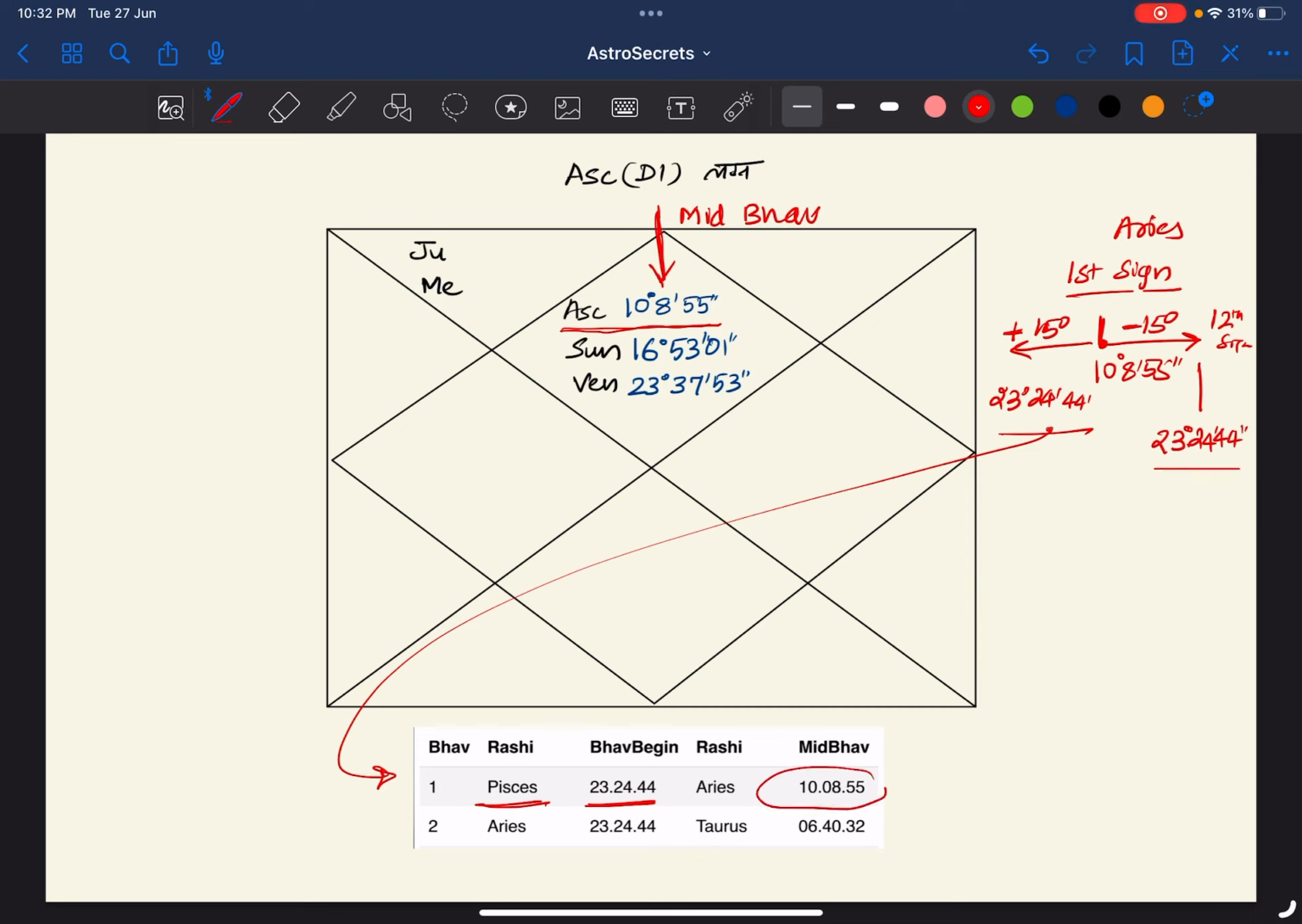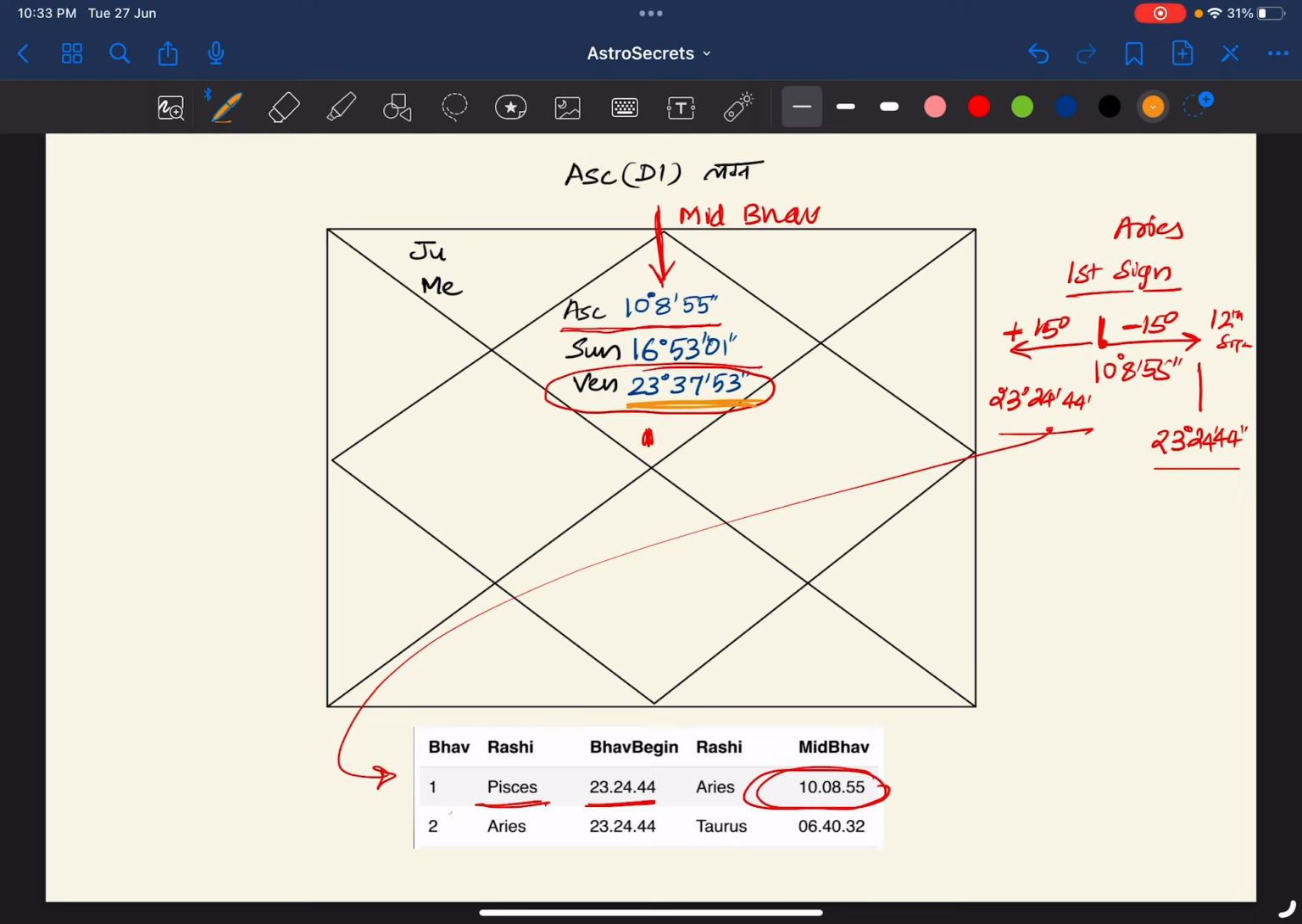Mid bhav, which is the ascendant, will not change, right? If first is mentioned here, it will not change. Rest of the houses might differ, but this will be fixed. So mid bhav is taken as a central point, and then you calculate. Now if we take a look at the planets, precisely Venus here, Venus is at 23 degrees 37 minutes and 53 seconds, right?